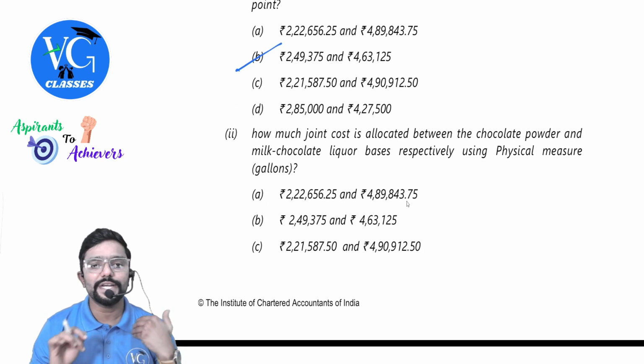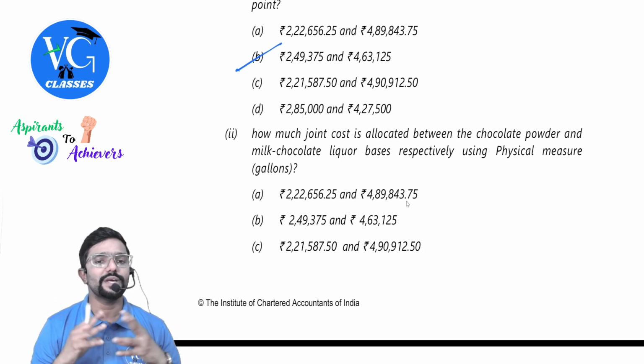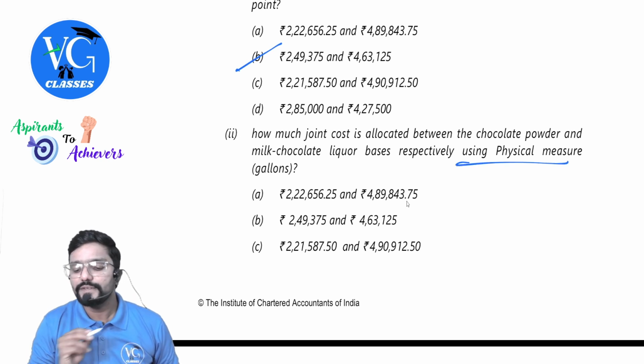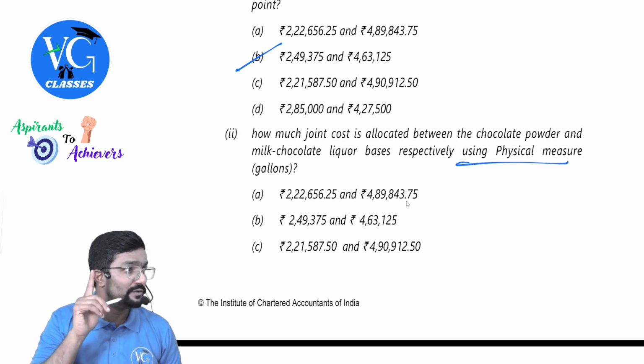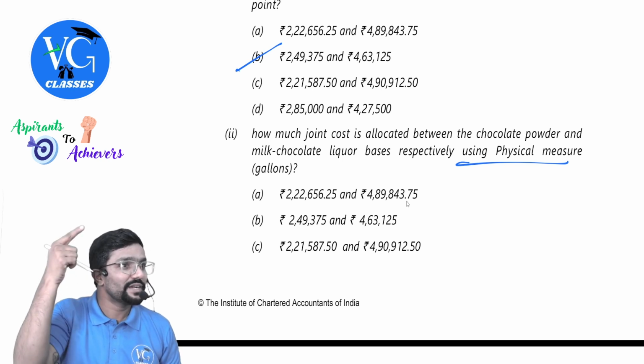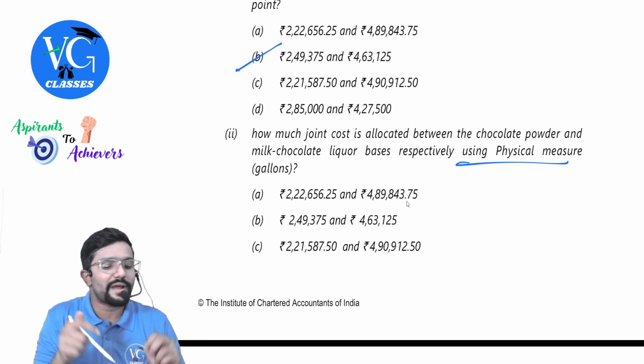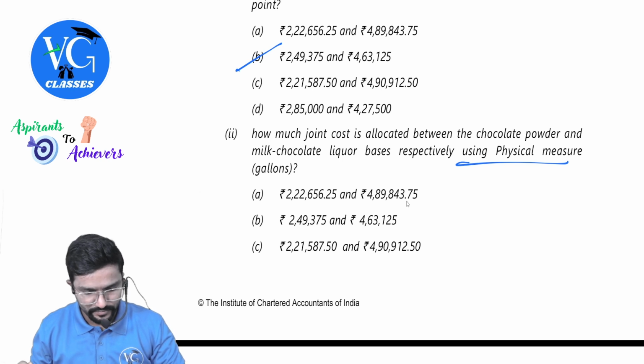Next, how much joint cost is allocated between the chocolate powder and milk chocolate liquor bases respectively using physical measurements? Okay, gallons. We already found that out in the first working. There we took sale value, but now we will take only quantity.